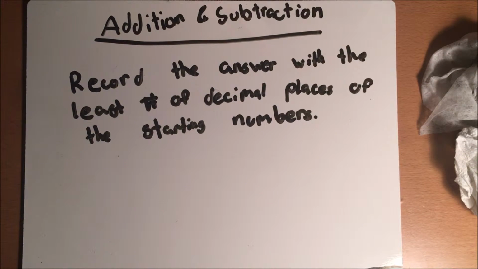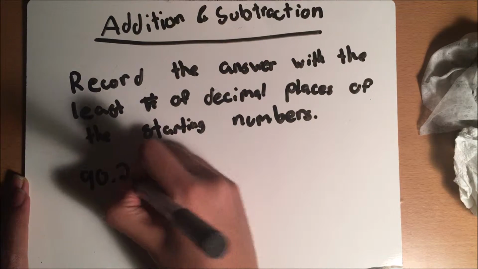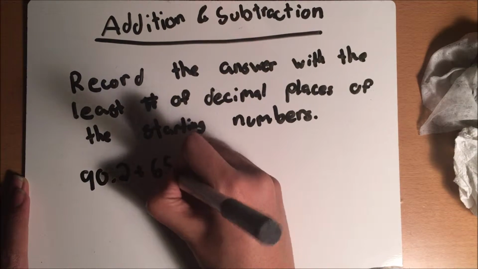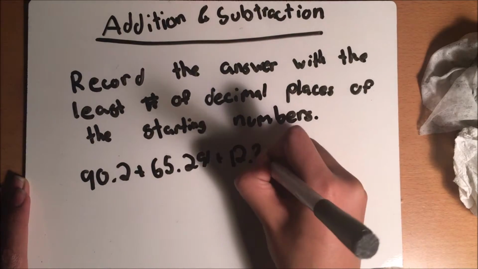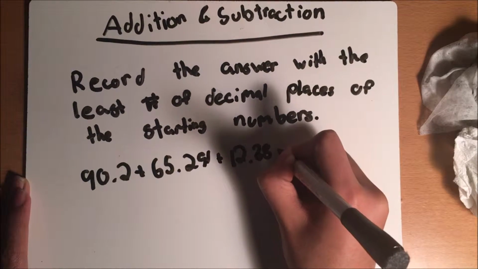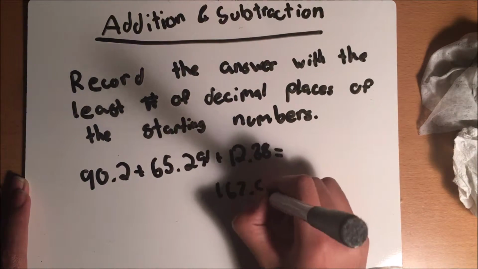Now addition and subtraction: with the correct number of sig figs, you have to record the answer with the least number of decimal places of the starting numbers. What that means is if you have 3 numbers, say like 90.2 plus 65.291 plus 12.38, this is around 167.871.